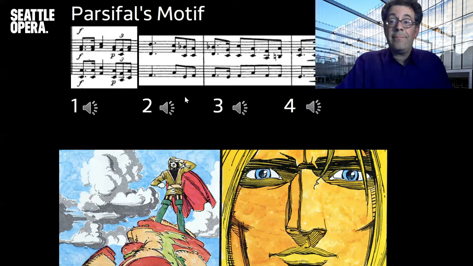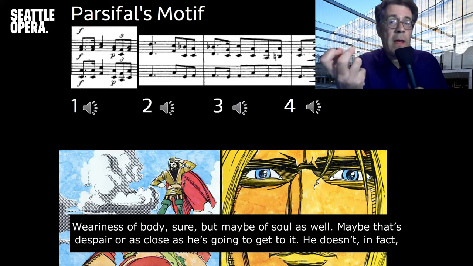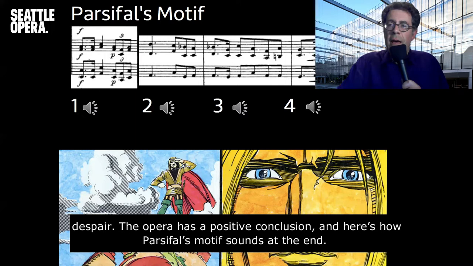You tell me what's happening to Parsifal when his motif sounds like this. Weariness of body, sure, but maybe of soul as well. Maybe that's despair, or as close as he's going to get to it. He doesn't, in fact, despair. The opera has a happy or a positive conclusion, and here's how Parsifal's motif sounds at the end.